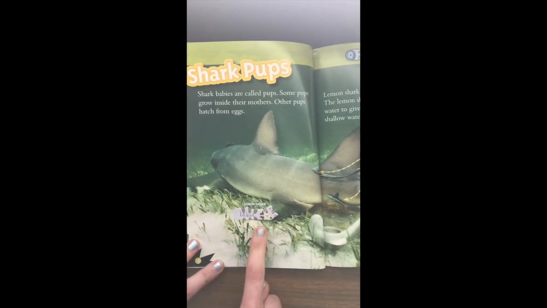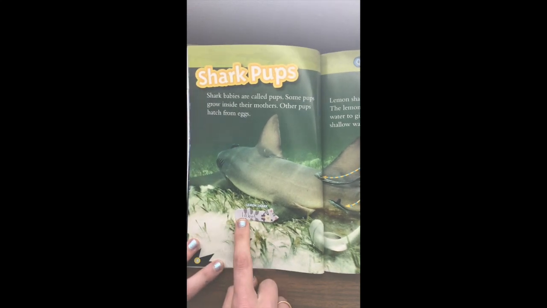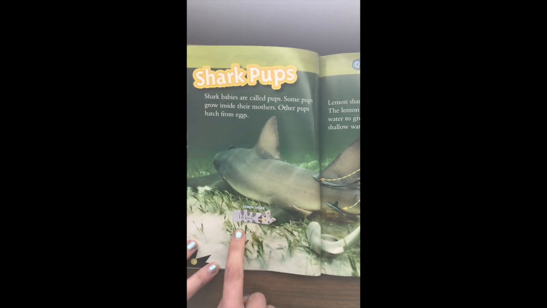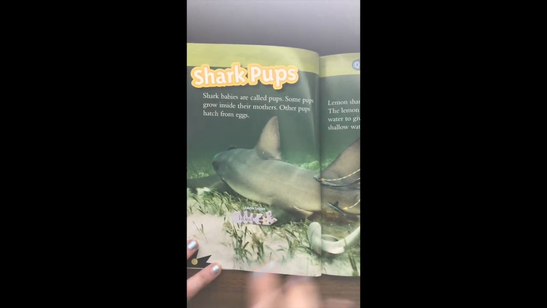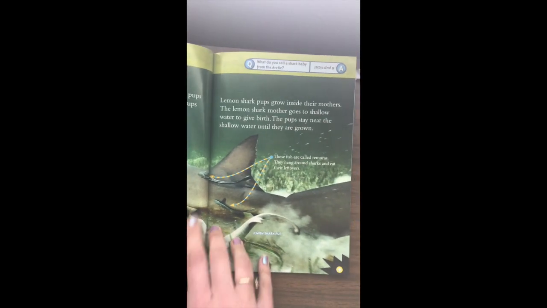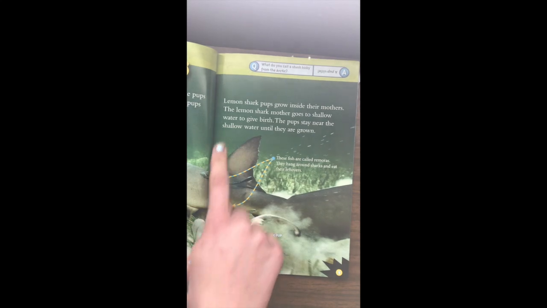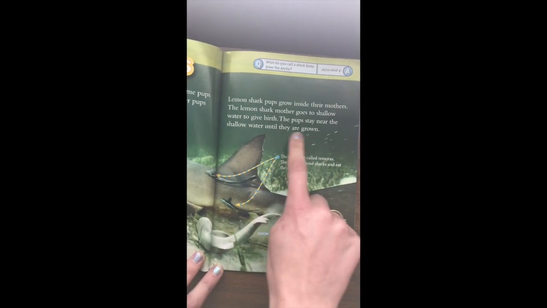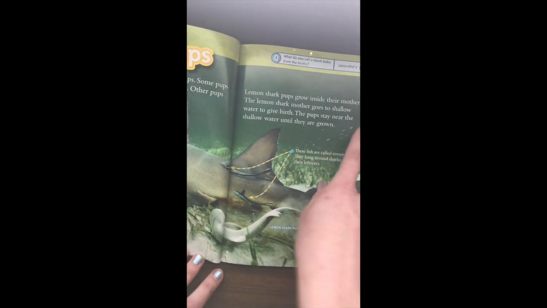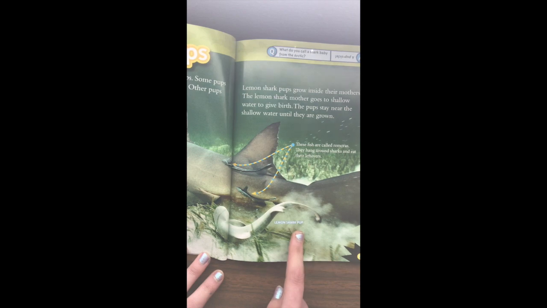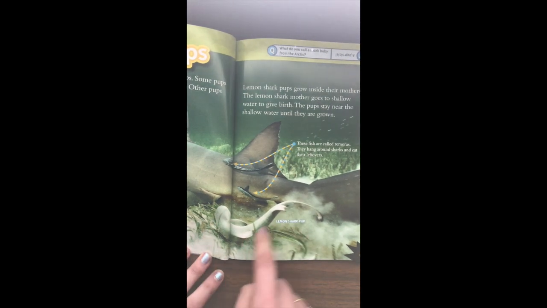And here we see another text feature. It is a label. And so this says lemon shark. And that means that this is a lemon shark. It is labeled. That way we know what it is. Lemon shark pups grow inside their mothers. The lemon shark mother goes to shallow water to give birth. The pups stay near the shallow water until they are grown. And you can see here, this is a lemon shark pup. So that's a baby right there.